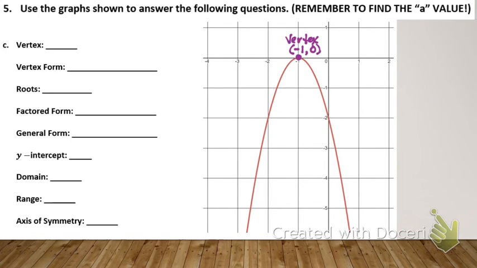-1, 0. That's interesting. Anytime my ordered pair has a 0 in it, I know it's going to be an intercept, either an x-intercept or a y-intercept. Which axis is it touching? The x. This is also a root. X equals -1. Are there any other roots? No.